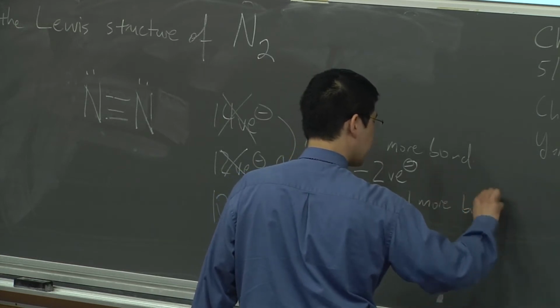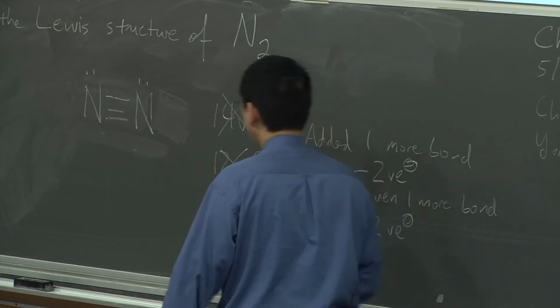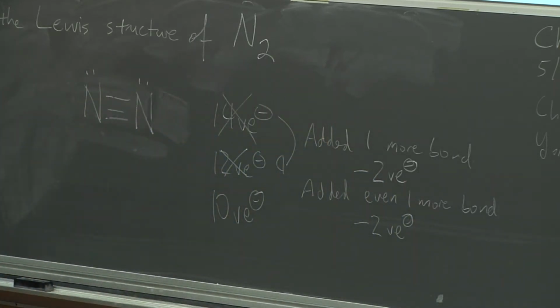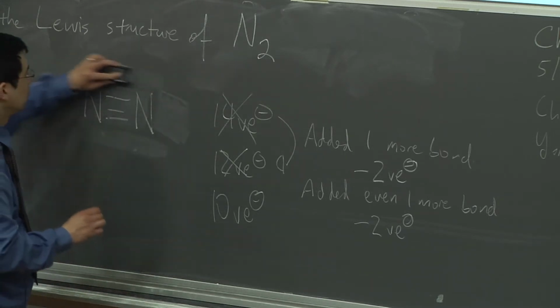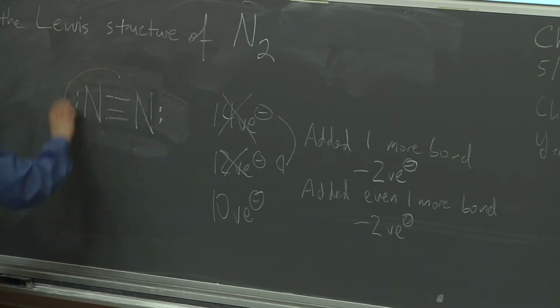For Lewis structures, no. When we start thinking about three-dimensional structures, yes. You could put them here. Typically, you would put them here, but for the Lewis structure to be correct, it doesn't matter.